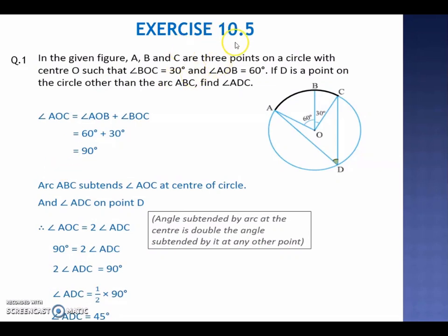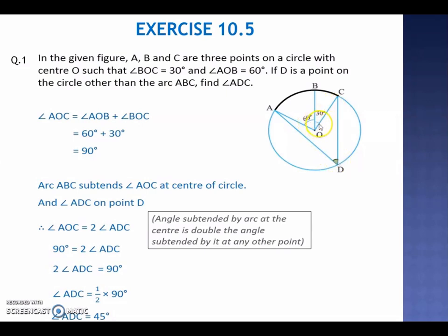In exercise 10.5, question number 1, in the given figure, A, B and C are 3 points on a circle with center O such that angle BOC is 30 degree and angle AOB is 60 degree. If D is a point on the circle other than arc ABC, find angle ADC. So this angle is what you have to find out.